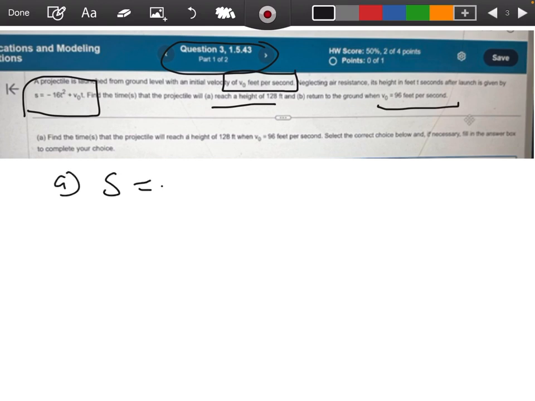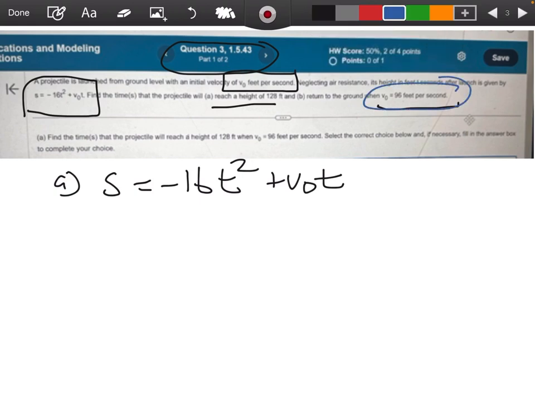So they give us an equation here. S equals negative 16t squared plus V0 with a t. Now y'all, right here they told us that V0 is 96. So I'm going to erase this plus V0, and I'm going to put a plus 96, right? Because that's what my V0 is.